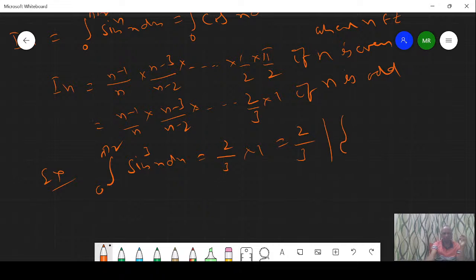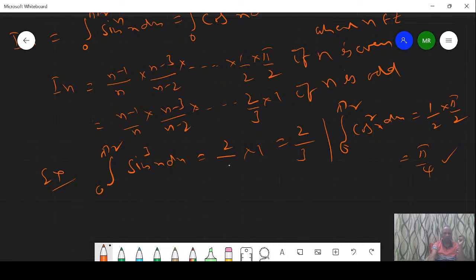For example, the integral from 0 to pi by 2 of cos cube x gives the same answer. Now take cos square x. If we start with 2, 1, that is 1 by 2, into pi by 2 to end with this. It will be pi by 4. The integral from 0 to pi by 2 of cos square x dx is pi by 4.